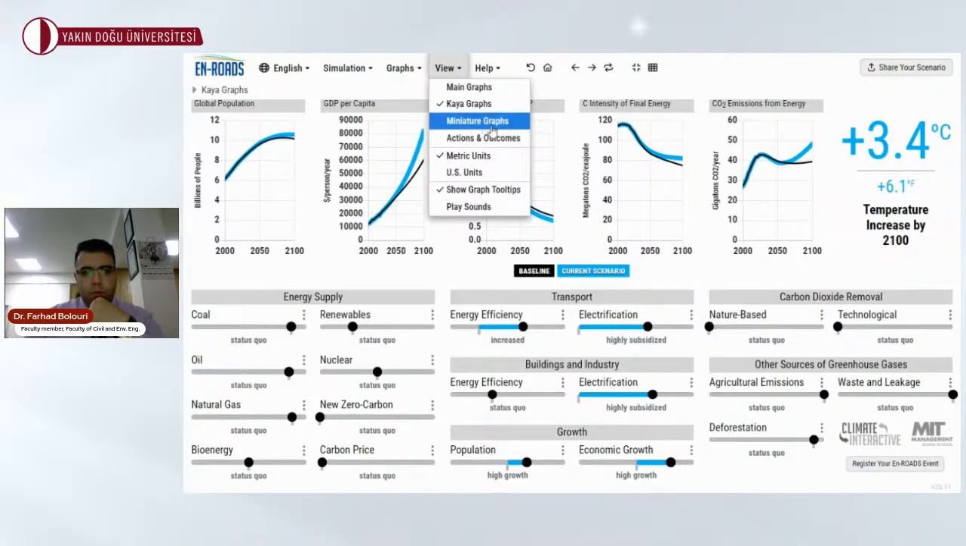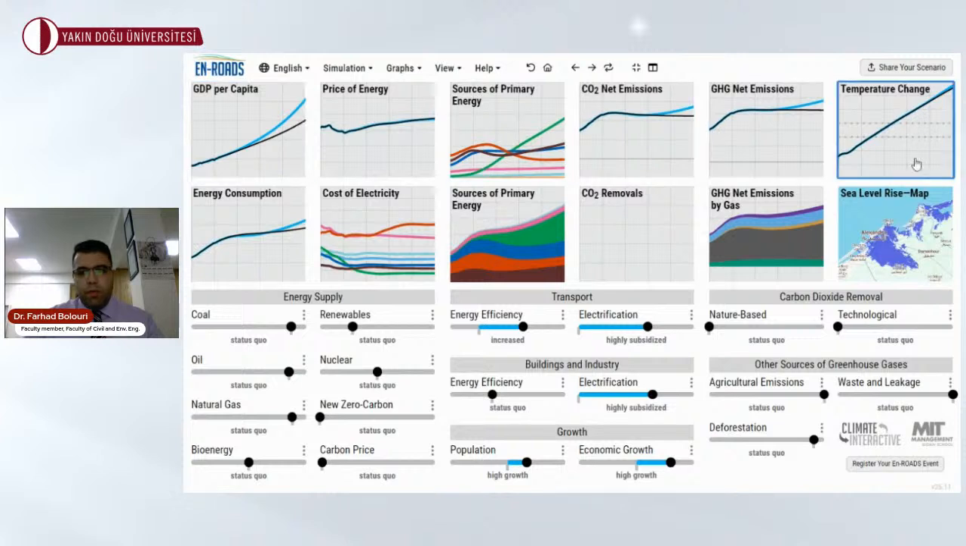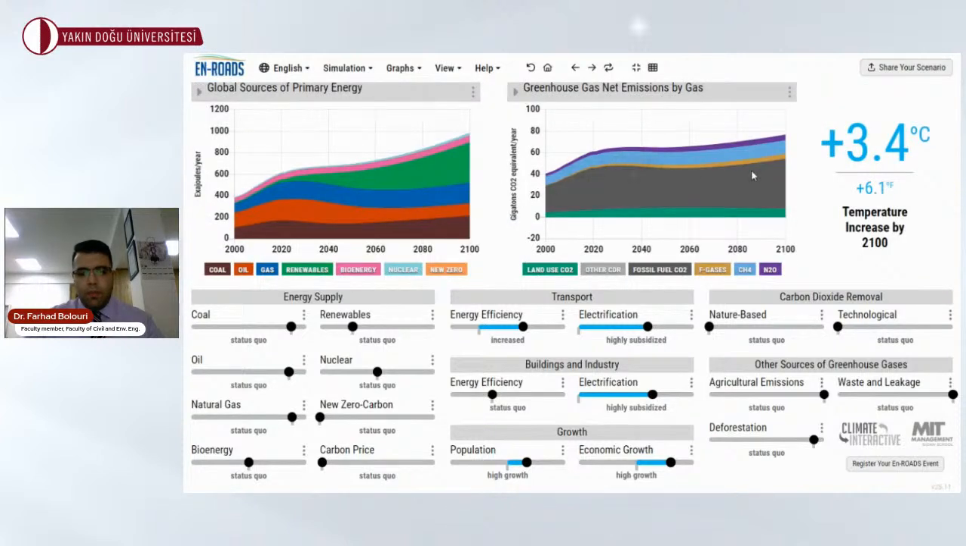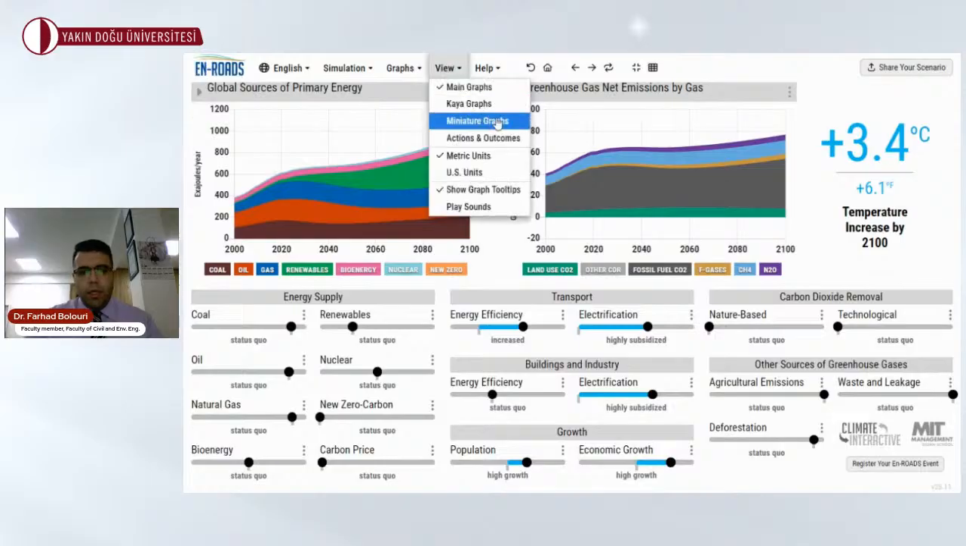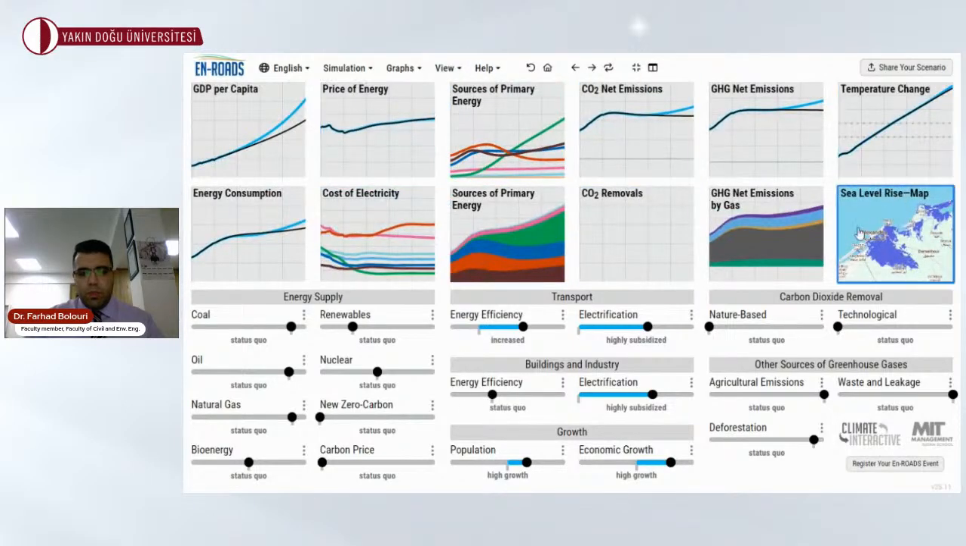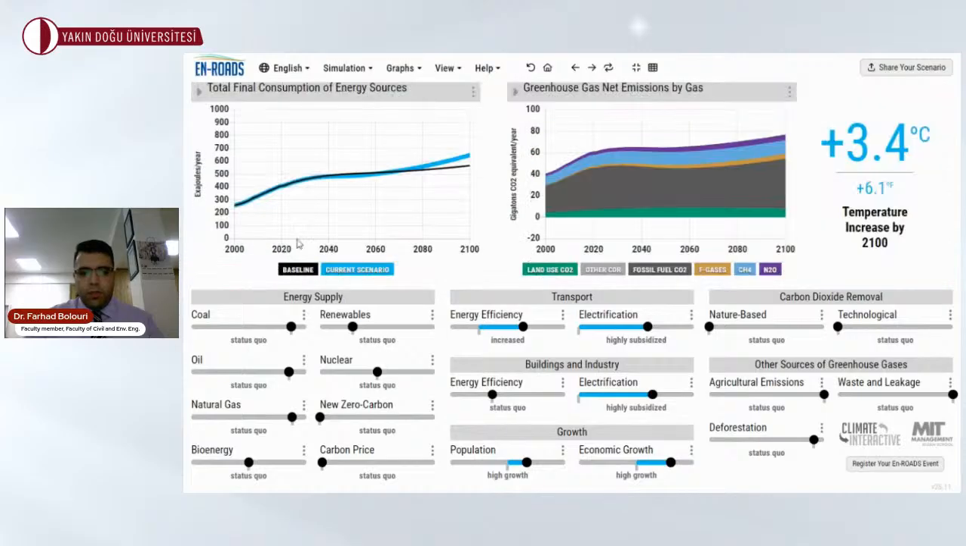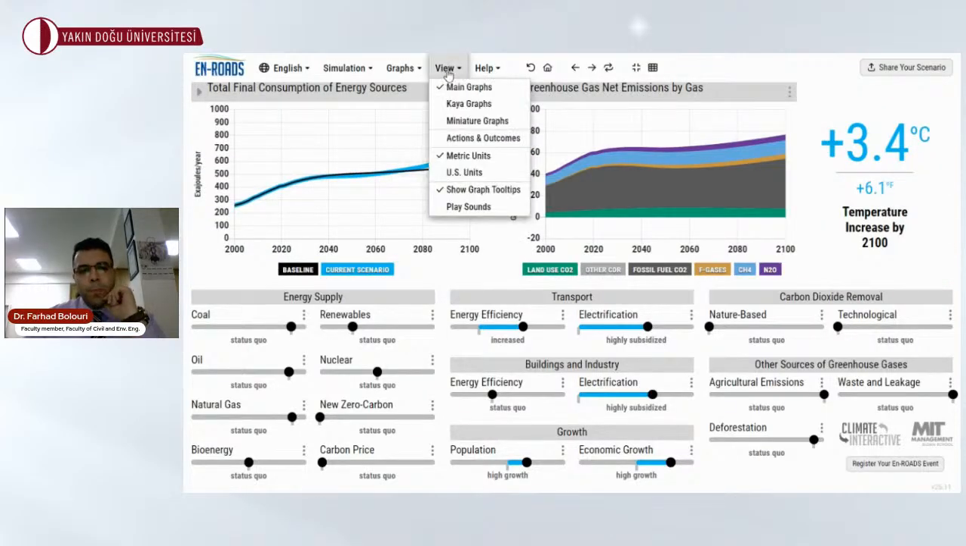Now, if you go, yes, miniature graphs, you have many graphs here, and if you click on any of them, it goes to that one directly. But sometimes we use these ones because you have so many here, and you can choose directly which you want to focus on it. Here we have the actions and comments.